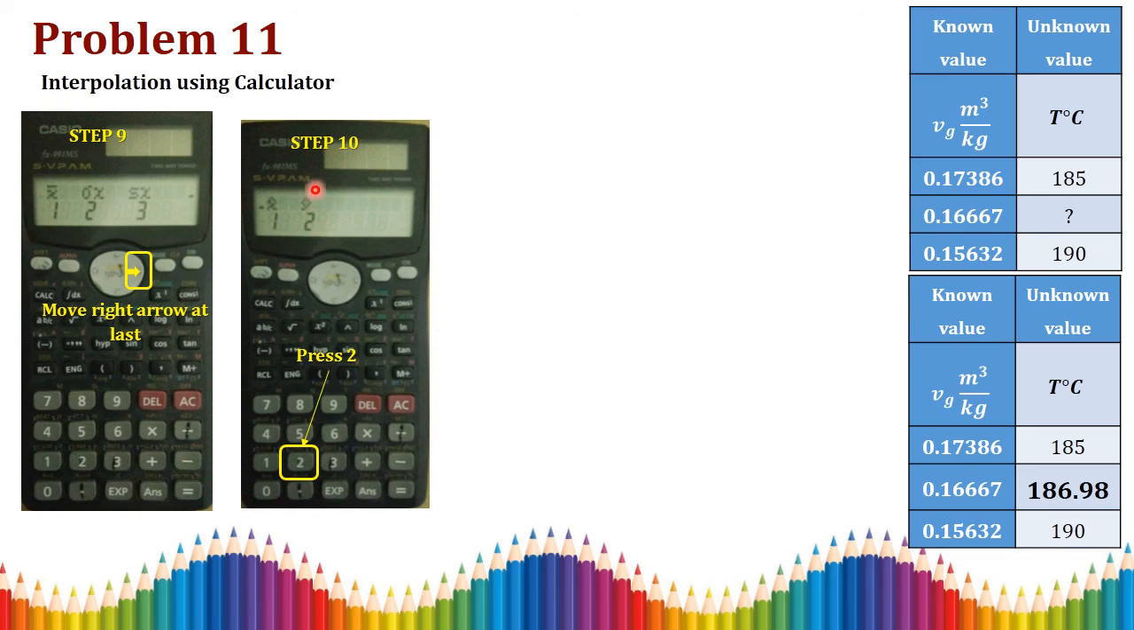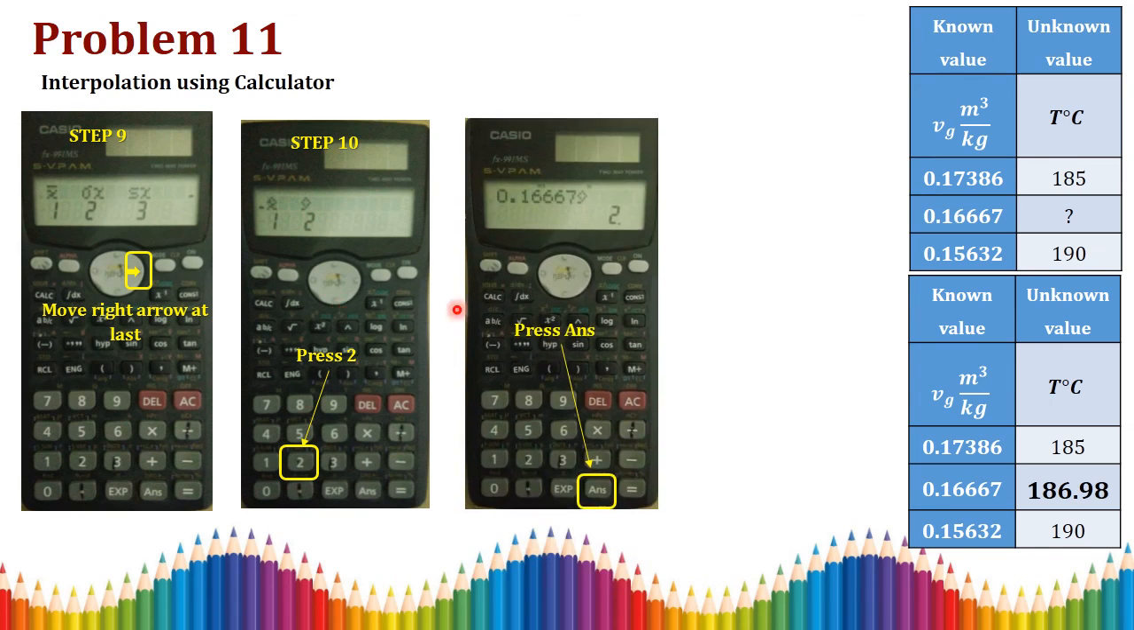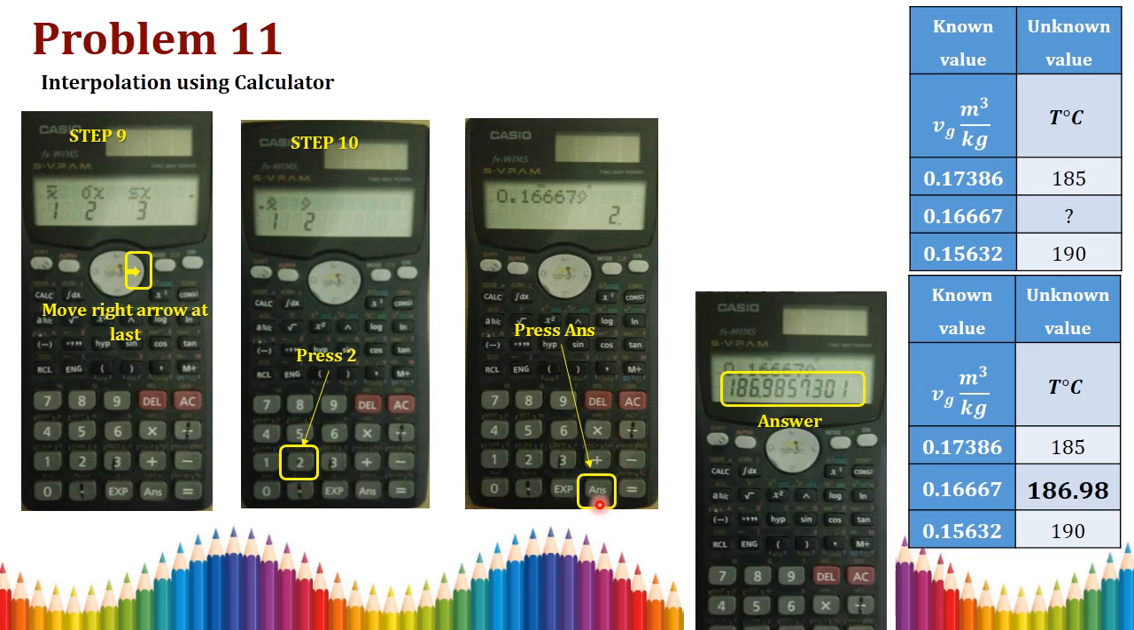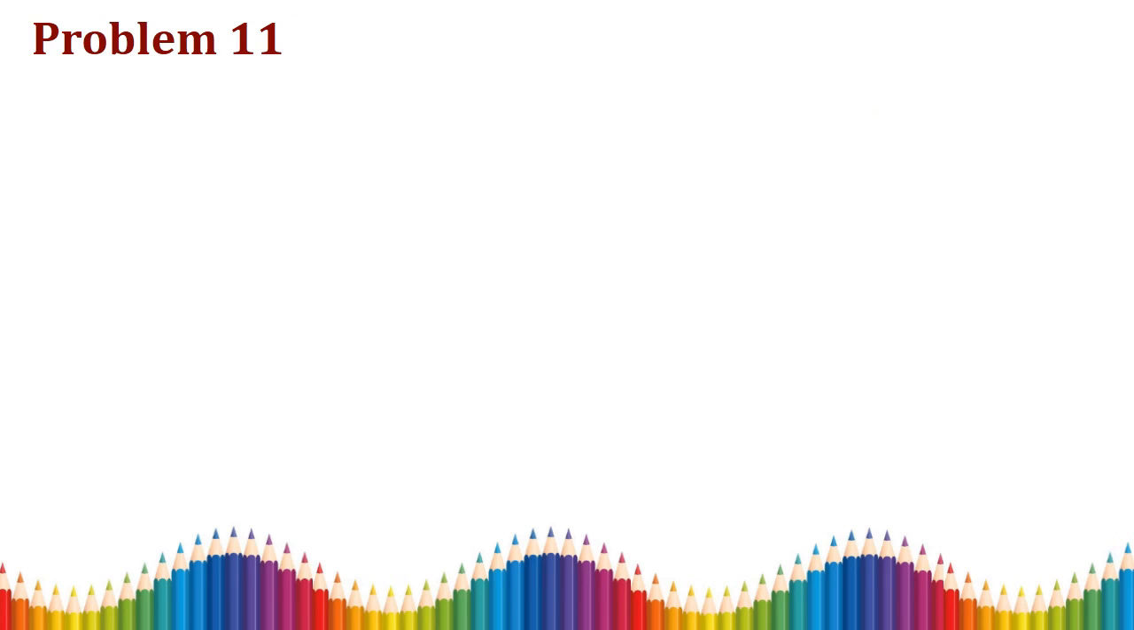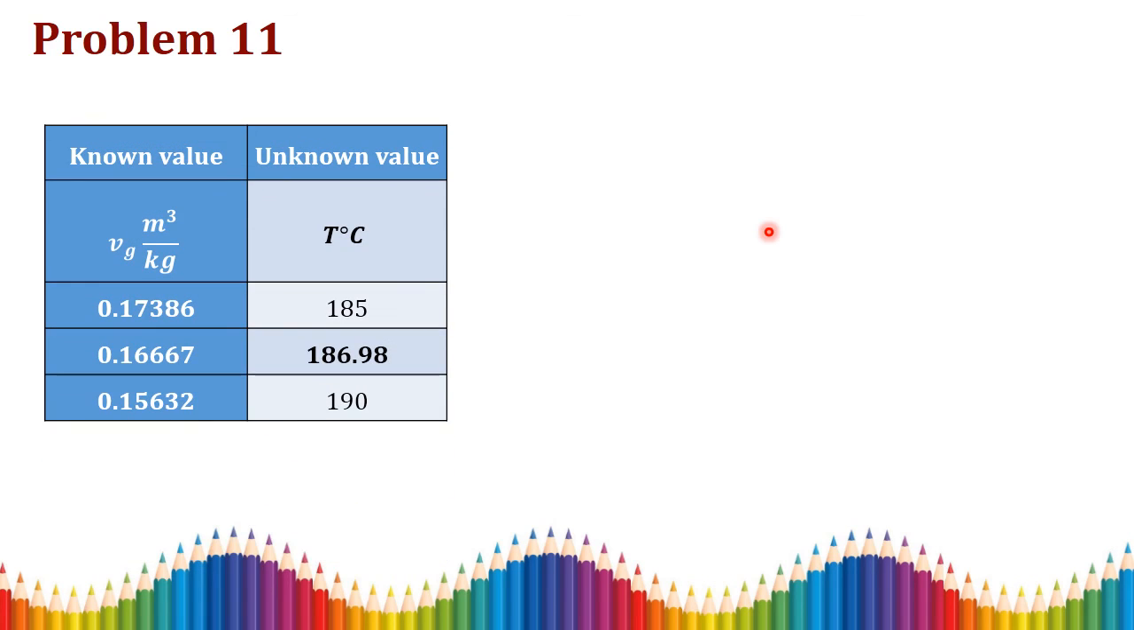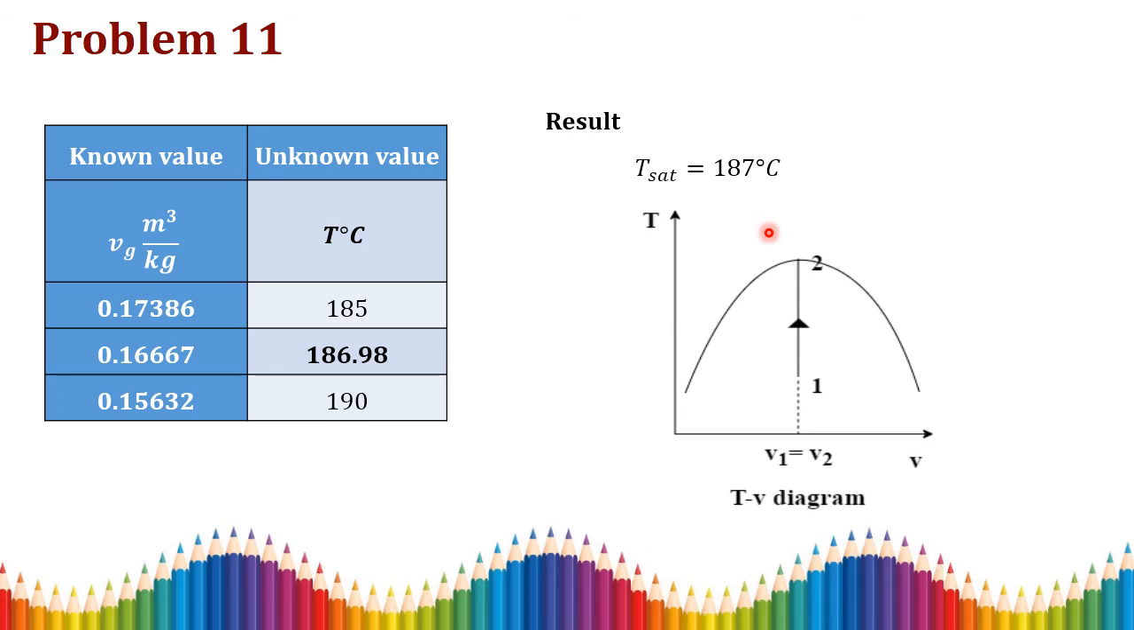This is y bar, your interpolation symbol. For this you press 2, and you will get 0.16667 interpolation. Then finally you press equals and you get an answer of 186.98. It is around 187 degrees Celsius. So as a result, we find the saturation temperature is 187 degrees Celsius.